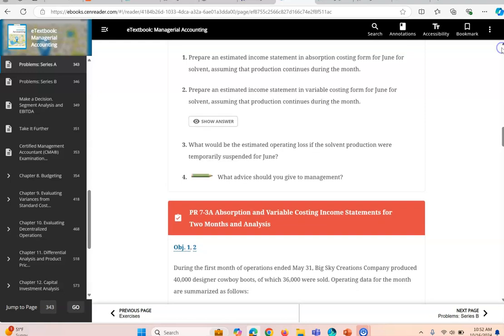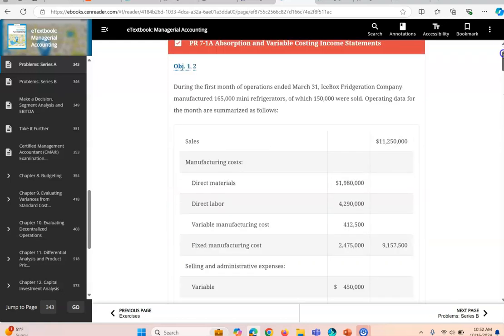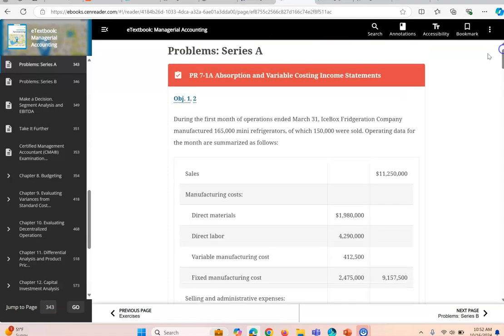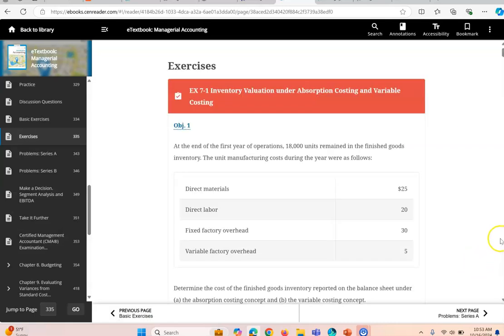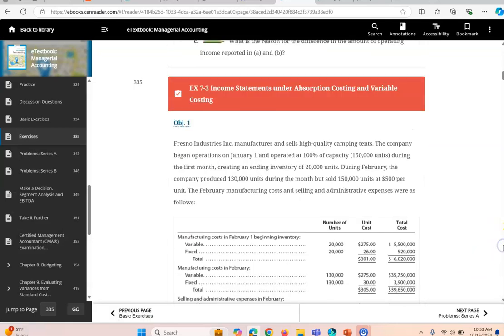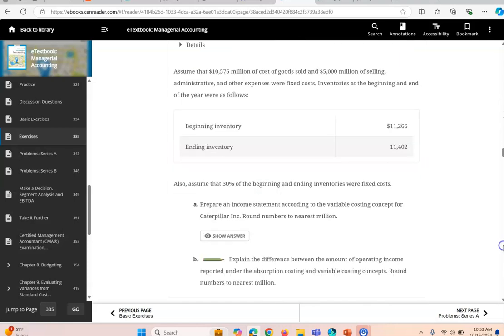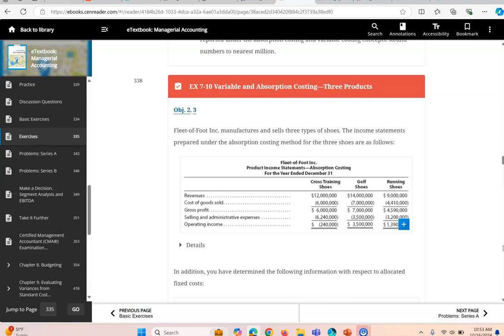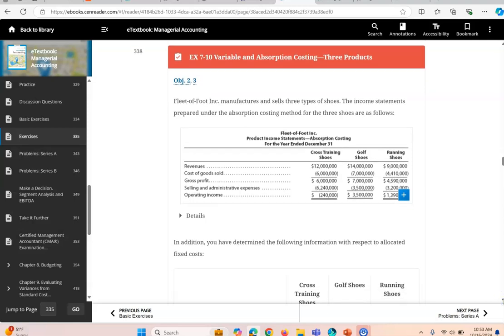I'm going to go back and look here at some other exercises. Oops, I want to take it here. Okay. Let's look at exercise 710.